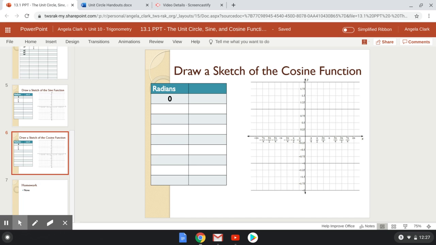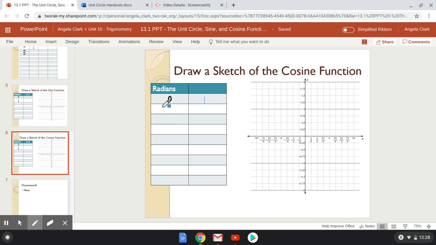Okay, in this video, we're going to be doing the same thing we did in the sine video, but now we're going to be doing it for cosine. So starting with 0, remember cosine corresponds to x on our unit circle. So picturing that unit circle in your head, or have it open on your computer, or maybe print it out. So if cosine corresponds with x, then at 0 radians, that's the positive x-axis, cosine is going to be 1.